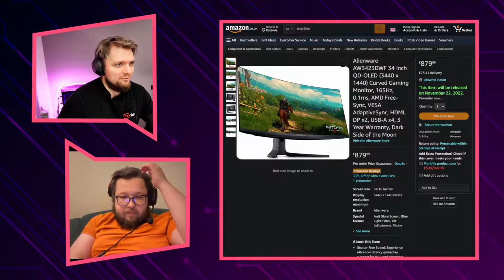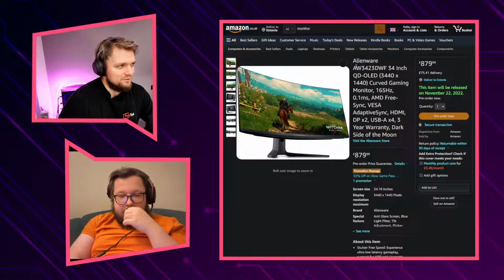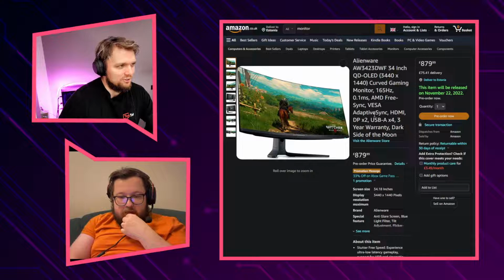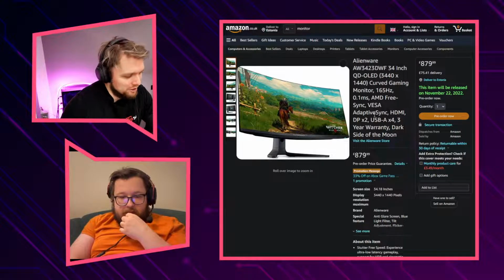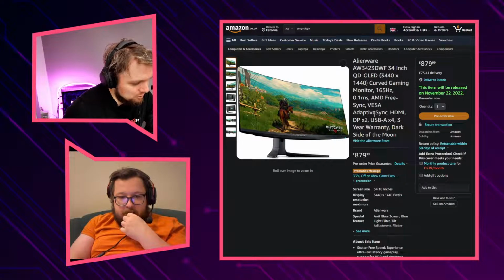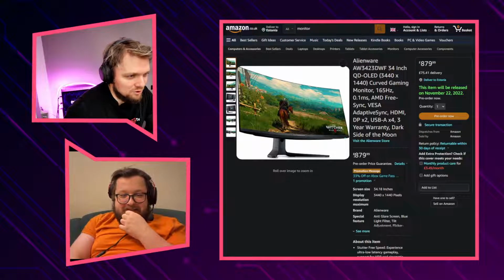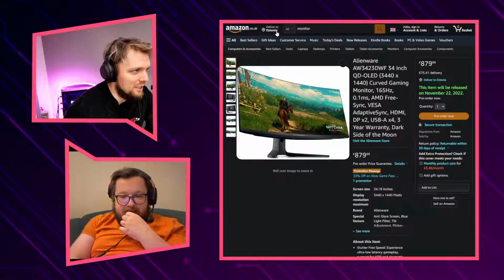Speaking of, then I have to mention the Alienware also that I'm looking forward to. This is the QD OLED monitor that I'm dreaming about, that I want to have, because Jesus Christ, this is my future monitor at some point. But yeah, I can pre-order it. Well, this is UK Amazon, and it's not coming to the EU, which sucks.